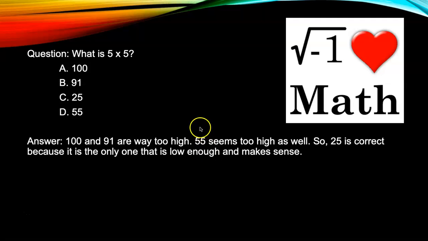So this example question is asking what 5 times 5 is, and we know that 5 times 5 is 25. The way that we got to that was that we ruled out 191 because it's way too high, and 55 also seems too high. So we're going to choose 25 because that's the only one that really makes sense.